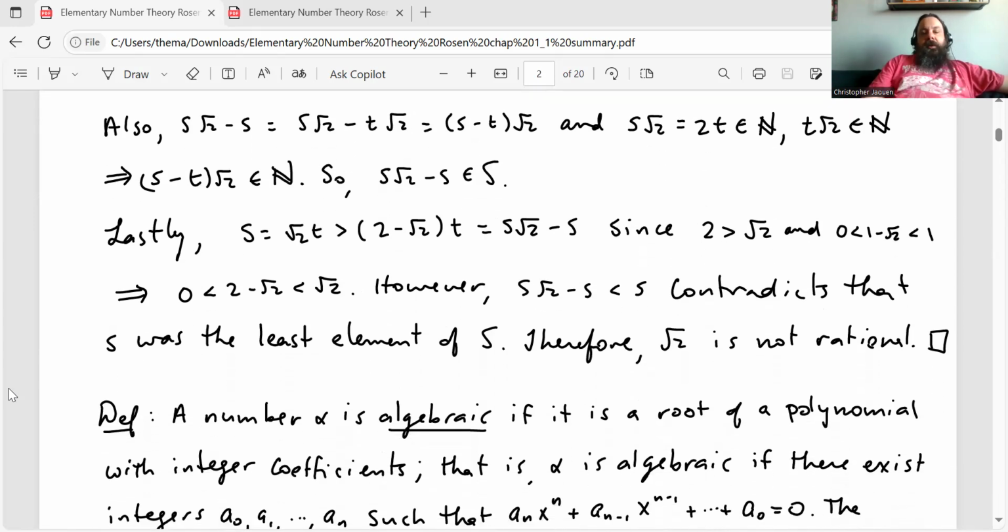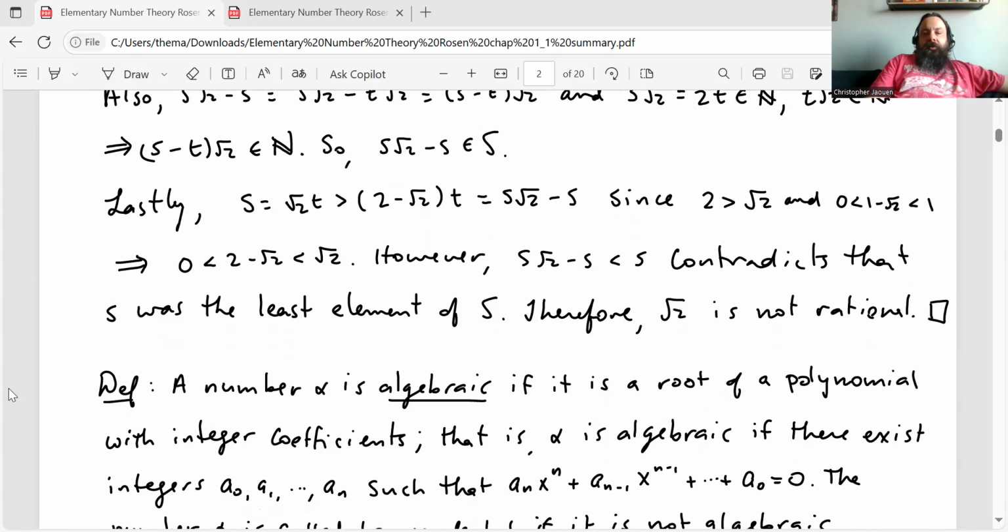And lastly, s equals square root 2 t, which is greater than (2 minus square root 2) t, which is equal to s square root 2 minus s, since 2 is greater than square root 2 and square root 2 minus 1 is bigger than 0 and less than 1, which implies that 0 is less than 2 minus root 2, less than square root 2. However, s square root 2 minus s being less than s contradicts the fact that s was the least element of the set S. Therefore, square root 2 is not rational. That's where we get our contradiction.